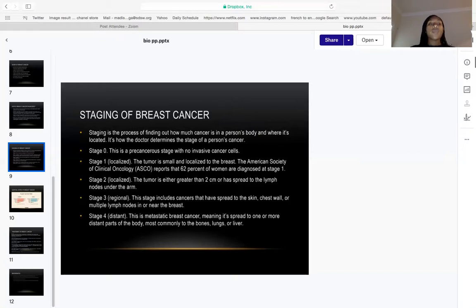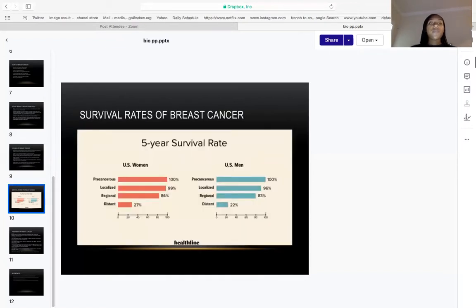Stage 2. The tumor is either greater than 2 centimeters or it has spread to the lymph nodes under the arm. Stage 3. This stage includes cancers that have spread to the skin, chest wall, or multiple lymph nodes in or near the breast. Stage 4. This is metastatic breast cancer, meaning it's spread to one or more distant parts of the body, most commonly to the bones, lungs, or liver.